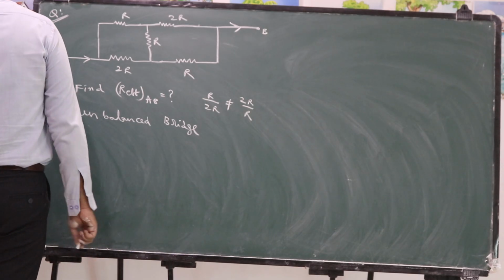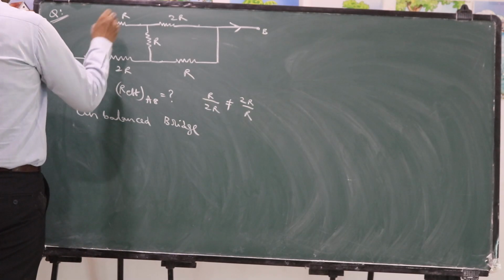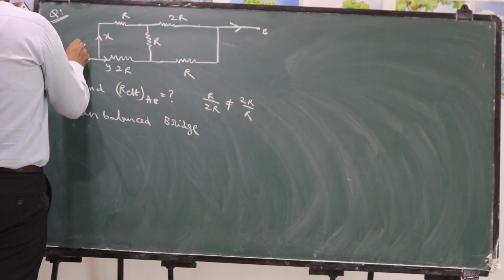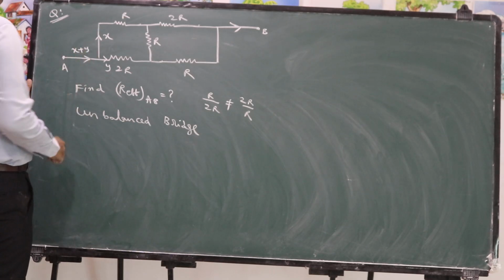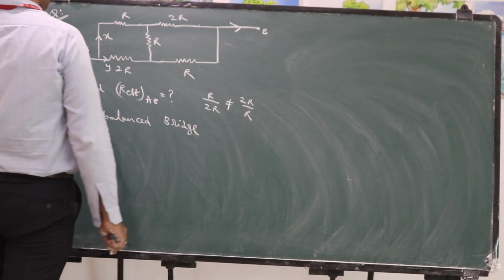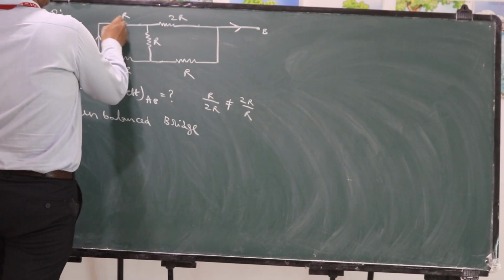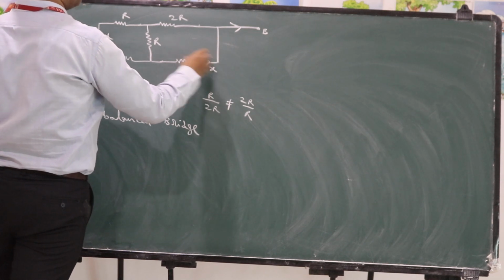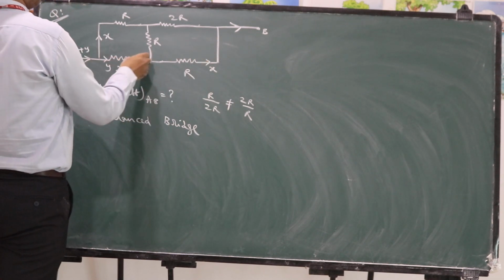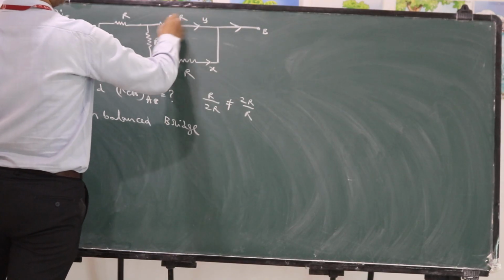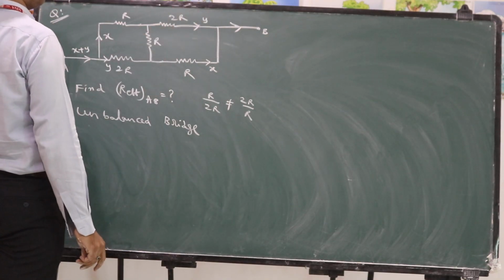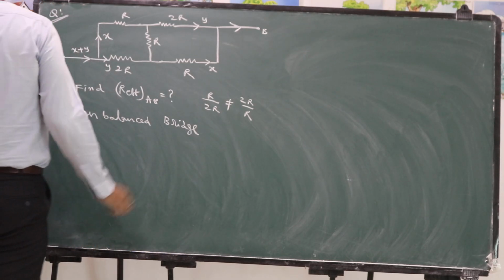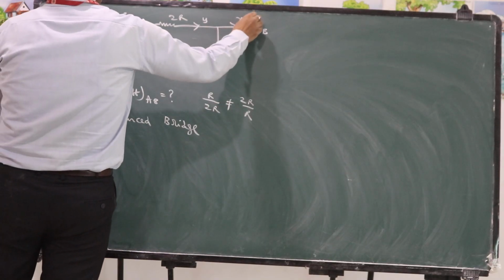For example, X is the current going into this branch, Y is the current going into this branch. Definitely X plus Y is the current that should come from A according to Kirchhoff current law. Here X is the current passing through R. So again through R, same X current should pass. Here Y is the current passing through 2R. Same Y current should come this way. Then what will happen? X plus Y will go to B.